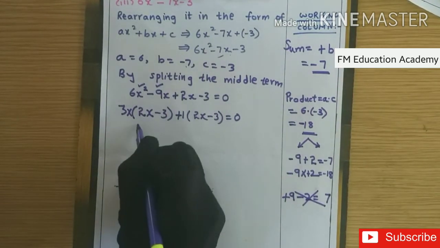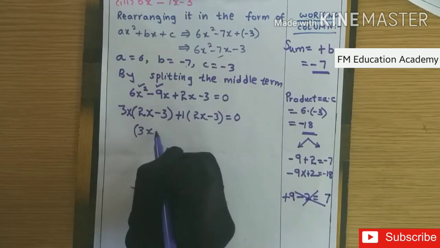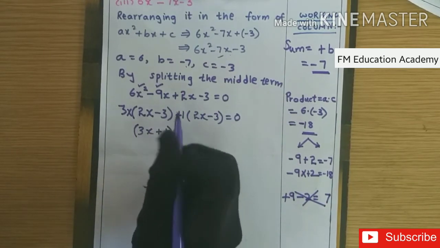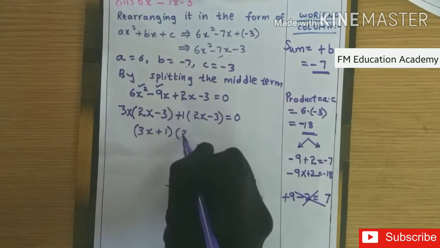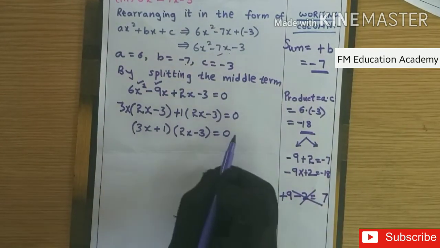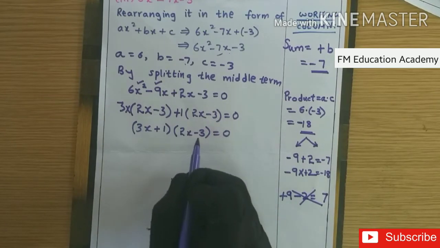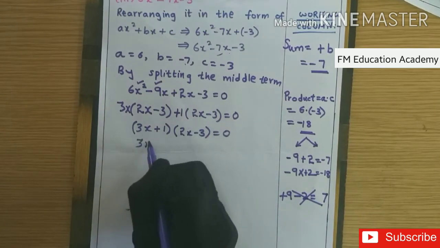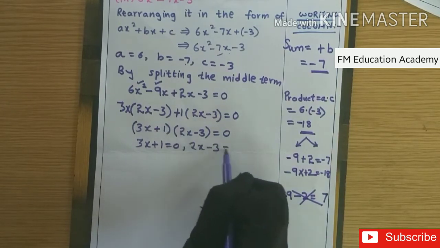Now in the next step, this 3x and this plus 1 you write in one bracket, so 3x plus 1. And this 2x minus 3 and 2x minus 3 we take common and write one time. So 2x minus 3 equal to 0. Now both of these are equal to 0, which means 3x plus 1 is equal to 0 and 2x minus 3 is also equal to 0.